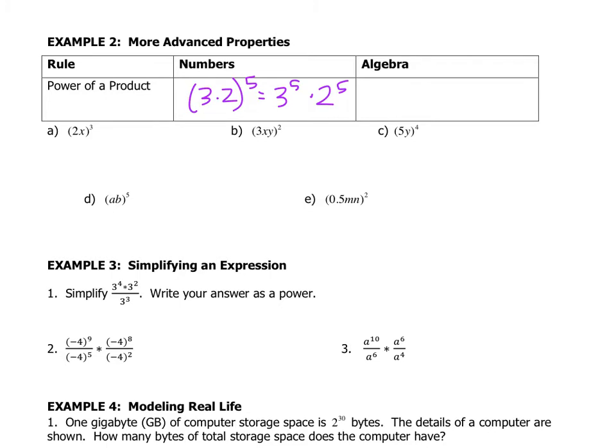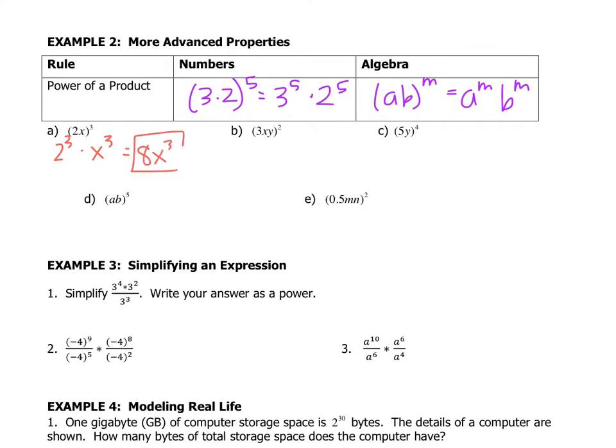In algebra, let's just kind of say, if you're multiplying two things and you raise them to an exponent, you take each piece and you raise it to that exponent. So you're essentially distributing the exponent to all the pieces in the parentheses. So when we look at these examples, each piece is getting raised to that exponent. So in letter A, we're going to do 2 to the 3rd times x to the 3rd. Well, I can't do x to the 3rd because I don't know what x is, but I do know 2 to the 3rd, and that's 8. So the answer for this would be 8x to the 3rd.